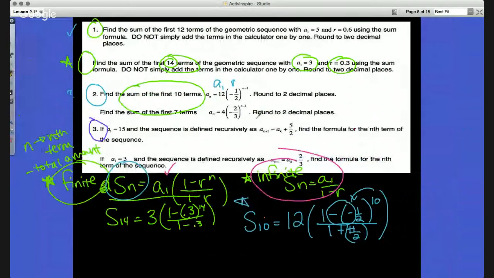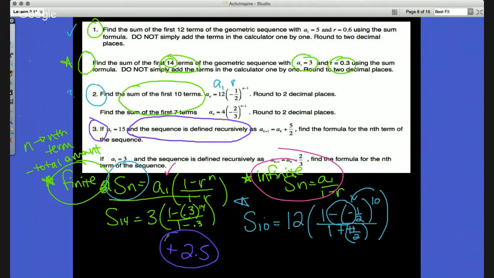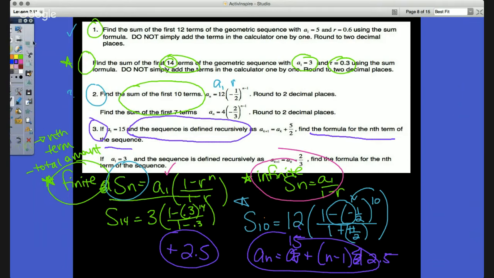Number 3, notice the sequence is defined recursively. What that means, and we can go over 15 here in a second, is if a of 1 equals 15 and the sequence is recursive, I'm adding 2.5 every single time. So if I'm finding just a formula for the nth term, I can do a of n equals a1 plus n minus 1 times d, where d would be 2.5, a of 1 being 15, because that's given. We could distribute 2.5 and then combine like terms to get the equation down below. So just check that one out. That's what we're looking for with that one.